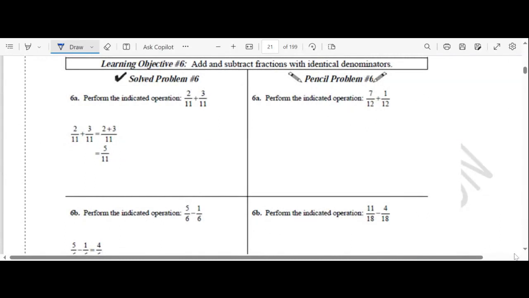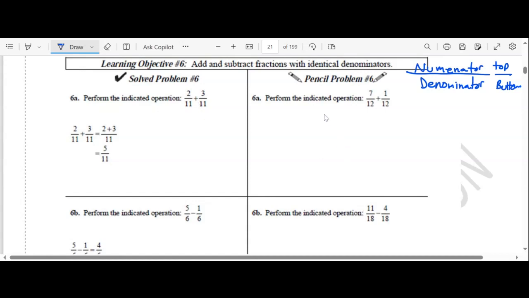Okay, let's go to the next objectives. Add and subtract fraction with identical denominator. What's denominator means? What's numerator means? So that's in the top and this is where? In the bottom, right? Now, here, perform the indicated operation.